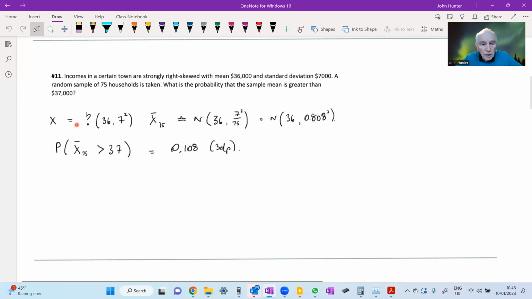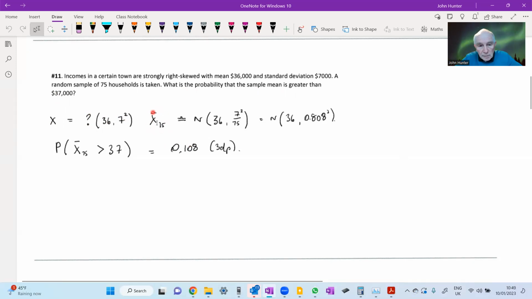Okay, so that's our random variable there with some unknown distribution function. It's got a mean of 36. It's got a standard deviation of 7. When we're talking about the normal distribution, we always put the variance in there. So the easiest way to do this is that's 7 squared. And then this is our sampling distribution.